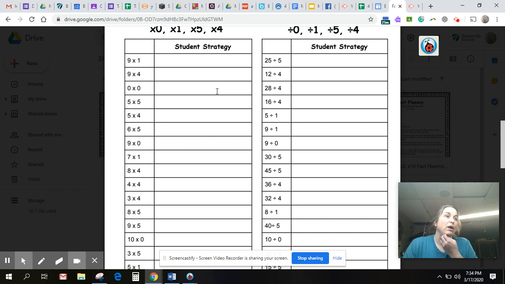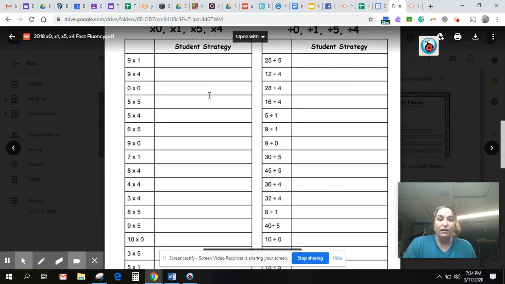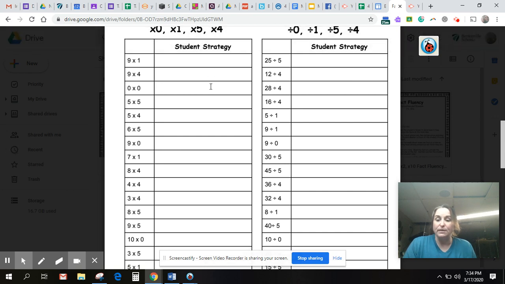So, for instance, if the problem is 8 times 9, they could do 8 times 10 minus a group of 8. They could also have an early entry point where maybe they're using skip counting or repeated addition to solve. And then also there is a no entry point.